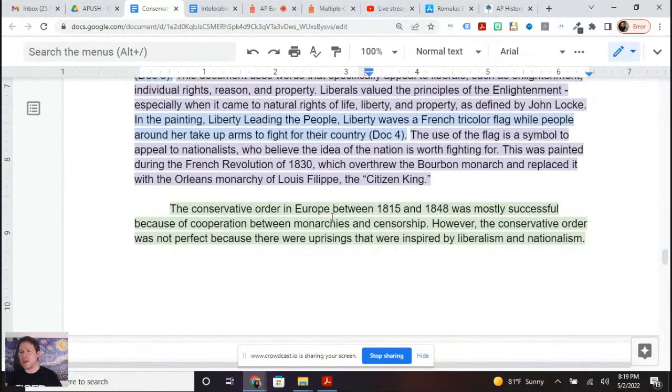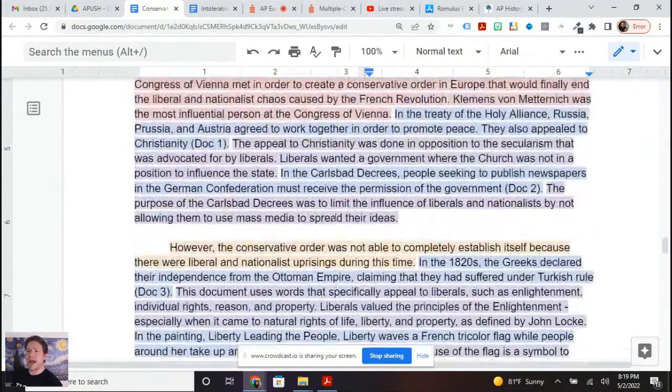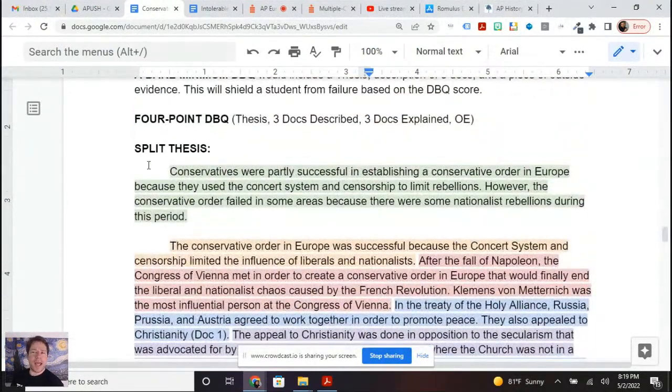Now, this 4-point DBQ can be turned into a 5-point DBQ very easily by adding some historical context at the top. So you've really got a lot of ways to get to 4 or 5 points, but it's really your argument. The most important thing is to be supported by evidence.